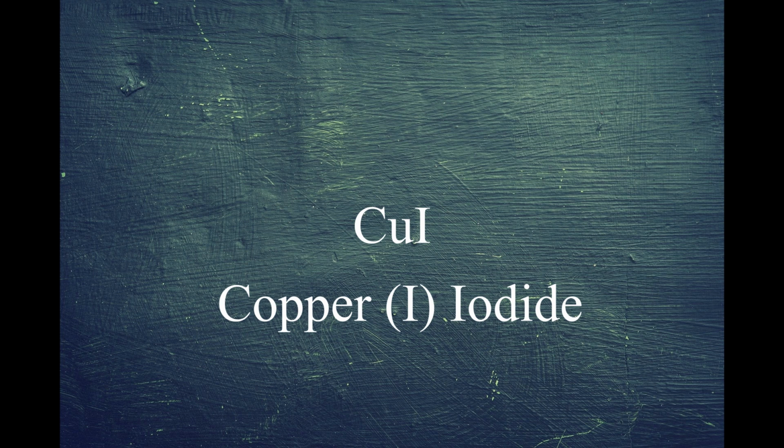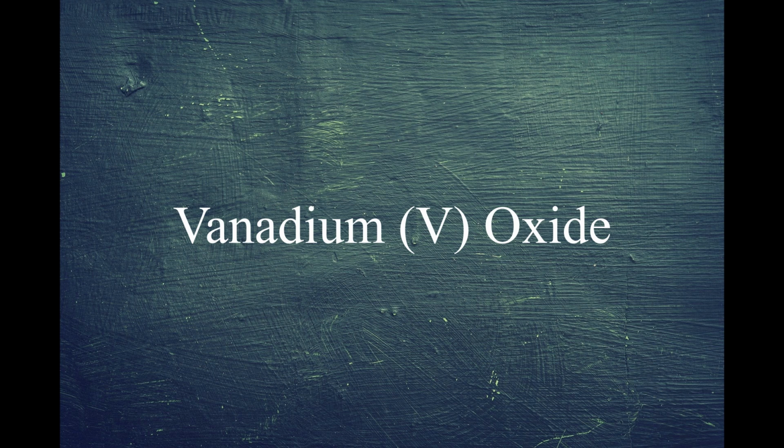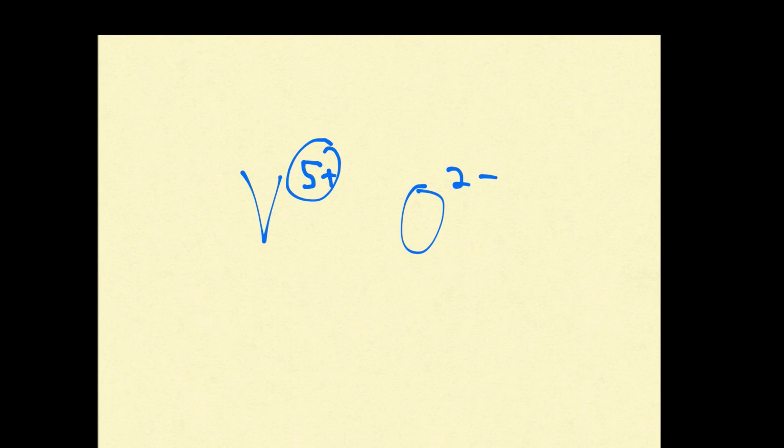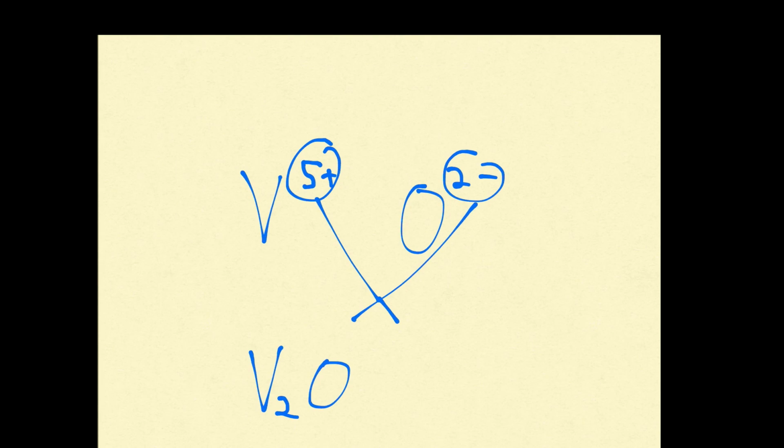Now, try writing this compound out: vanadium(V) oxide. Don't forget that crisscross reduce trick I showed you. We put the +5 at the top next to vanadium and the -2 next to oxygen. We switch them up and we get V2O5, vanadium(V) oxide.